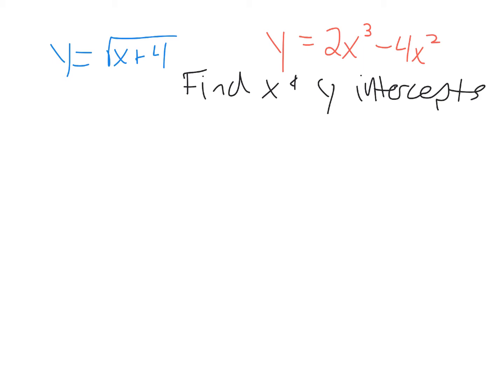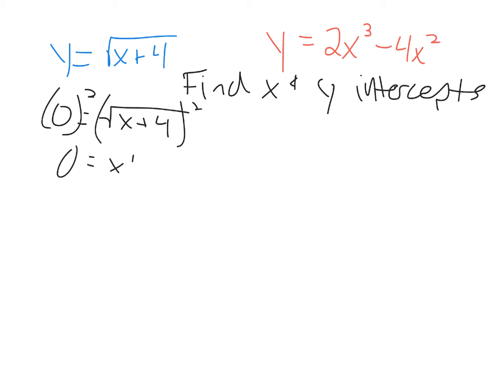So the trick with finding the x and y intercepts, if you're trying to find the y intercepts, put 0 in for x. And if you're trying to find the x-intercepts, put 0 in for y. So for x-intercepts, put 0 in for y. And let's isolate. So isolate x from there. Square both sides. Square both sides. 0 equals x plus 4. Subtract 4. Subtract 4. You get an x-intercept of -4, which also can be written as -4, 0.